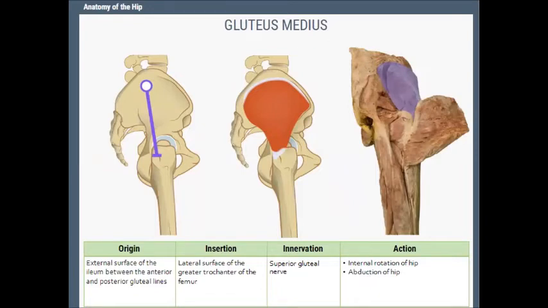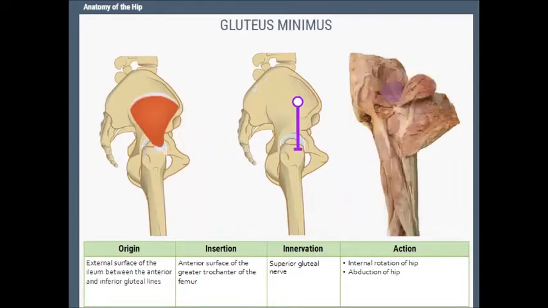Next one is the smallest one of this group, that is gluteus minimus. Gluteus minimus originates from the external surface of the ilium between the anterior and inferior gluteal lines. Insertion will be on the greater trochanter of the femur. It will also be supplied by the superior gluteal nerve. It also helps in internal rotation of the hip and abduction of the hip.